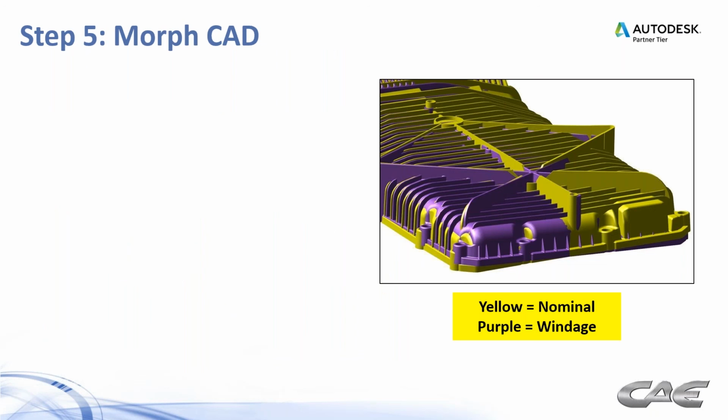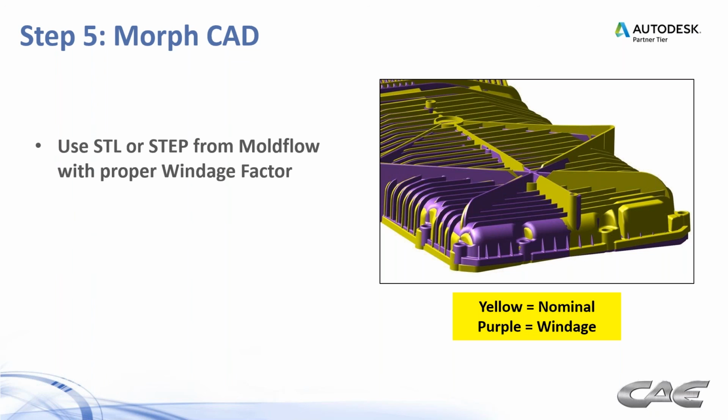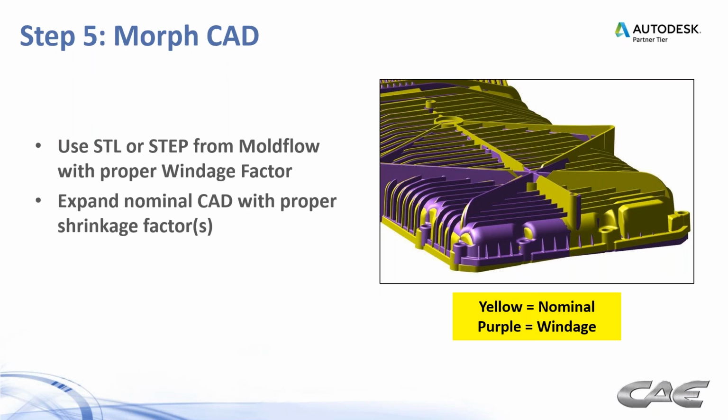So once we've got the windage factor and the shrinkage factors determined, we go into morphing the CAD. Okay, so we're going to take an STL or a step model from Moldflow with the proper windage factor. We're going to export that. We're going to expand it. We're going to make sure it's expanded to the proper shrinkage factor, the nominal CAD that is. But probably the biggest part of this is to protect features for die draw.